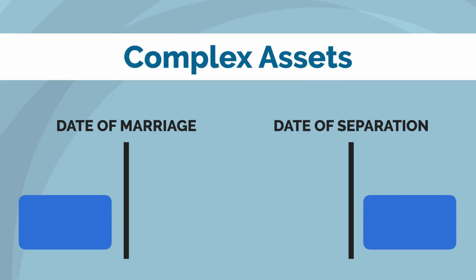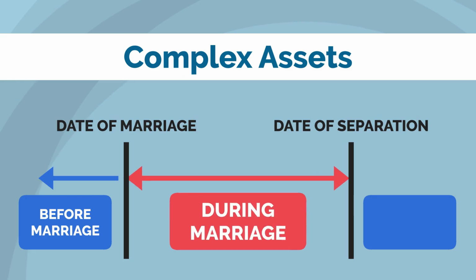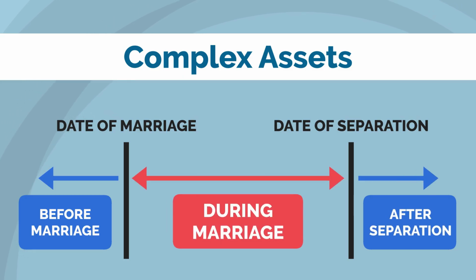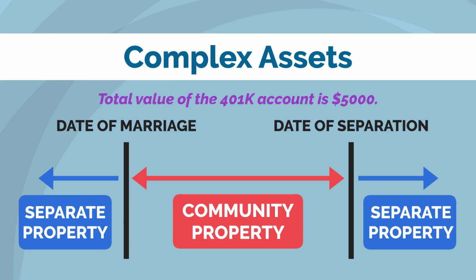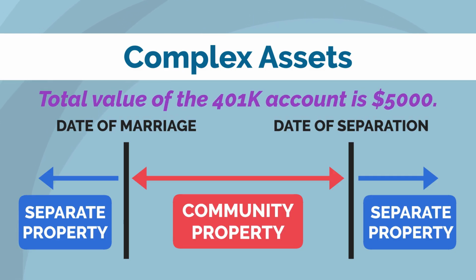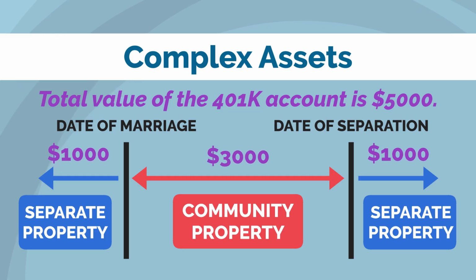Sometimes the value of an item of property, such as a retirement account, is earned over a period of time that includes before marriage, during marriage, and after the date of separation. In this example, there is a 401k account that has a total value of $5,000. The money in the account was earned before marriage, during marriage, and after the date of separation, so the 401k needs to be listed on both the separate property declaration and the community property declaration.